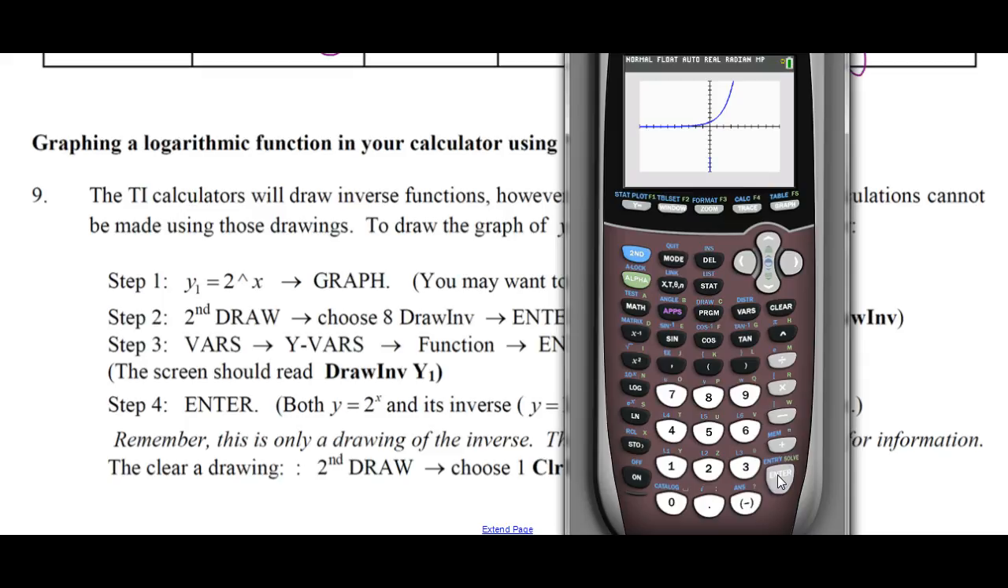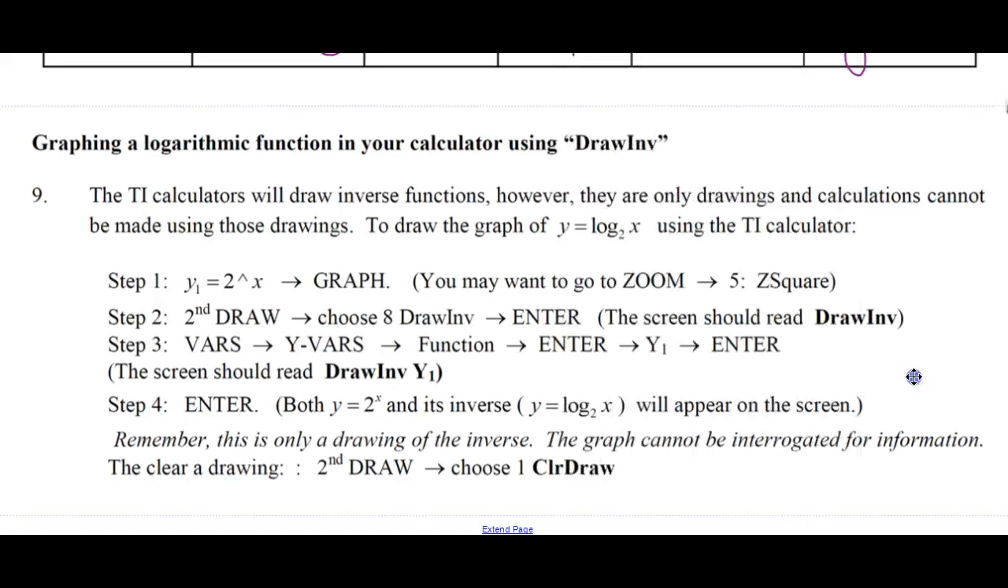So when you do that, there's 2 to the x, and here's the inverse, also in blue. It looks a lot like, if I threw in the line y equals x just for the heck of it, they're reflected above that line. Remember, this is only a drawing of the inverse. The graph cannot be interrogated. You can torture it as much as you want, but it's not going to speak.